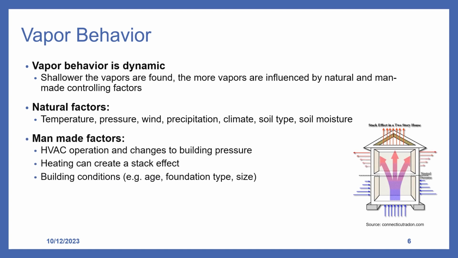Some examples of man-made factors include heating, ventilation, and air conditioning, or HVAC operation, which can cause pressure differences between the building and the subsurface. Heating can also cause something called the stack effect, as the hot air rises within a building, which can draw subsurface vapors into a building. Lastly, building types, their condition, foundation type, and foundation condition can either hinder or enhance vapor migration.